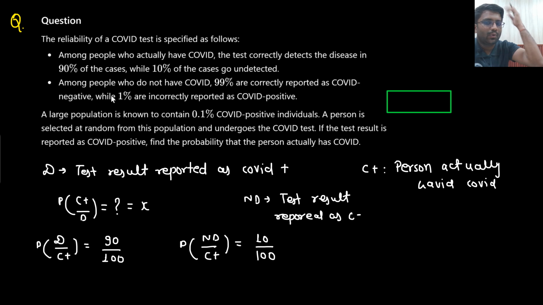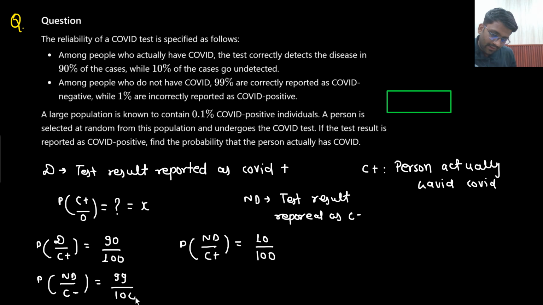Next, among the people who do not have COVID, 99% reported as COVID negative only. What does that mean? That there is a person who is not having COVID and the test is also saying that you are not having COVID. That is 99%. And there is a person who is actually not having COVID, 1% are incorrectly reported. That means he is actually not having COVID, but the report is saying that you are having COVID. That is 1% of chances.